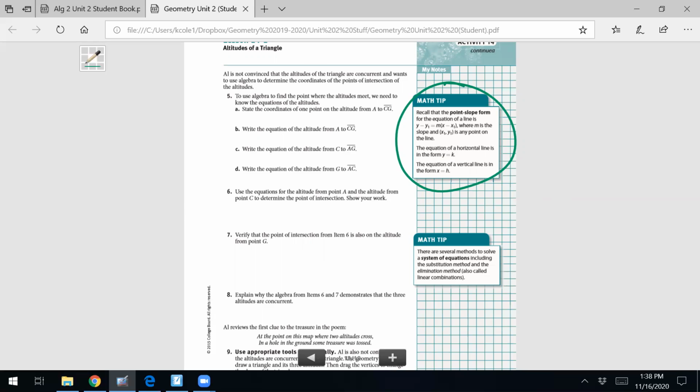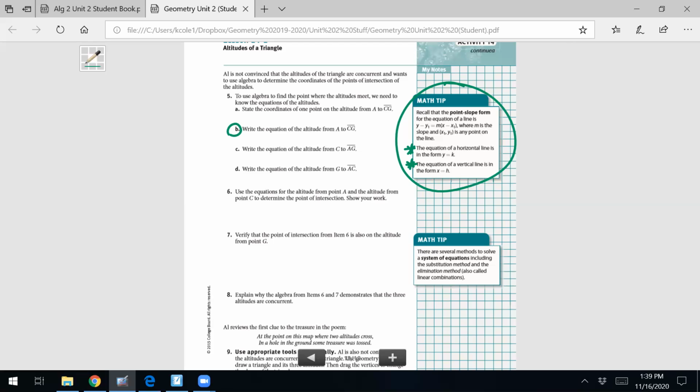Now, it does give us this helpful hint and tells us that the horizontal lines are going to be y equals a number. The vertical lines are going to be x equals a number. So those may be possibilities that show up. If they do, you've got that to go back and reference. So we are going to start with B. We're going to write the equation of the altitude from A to CG.